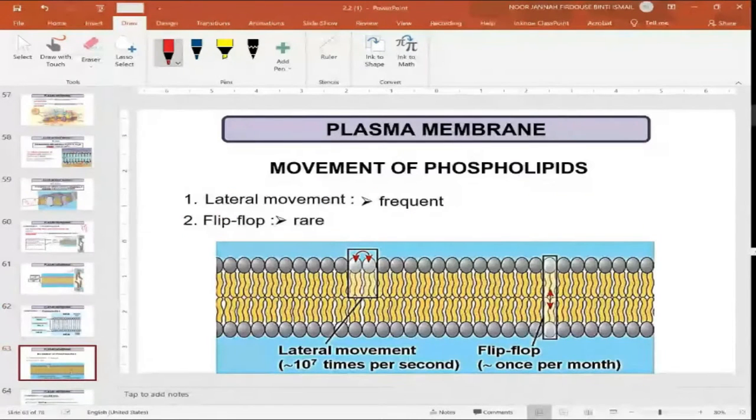Jadi sel fosfolipid ini, selain bergerak secara lateral side by side, dia juga boleh bergerak secara flip-flop, maksudnya bertukar tempat atas dengan bawah. But this is rare movement. The most frequent movement is the lateral movement.